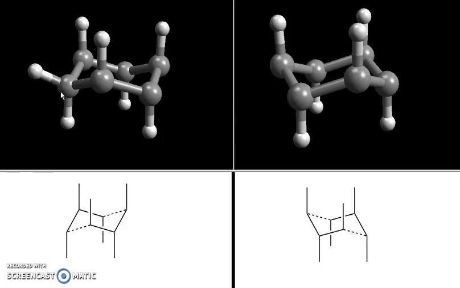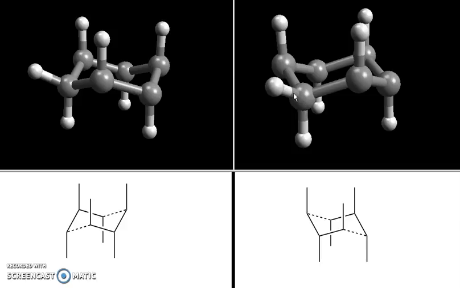So this is going down and this is up just a little bit in the equatorial position. And we do the same thing on the other model. The axial is down, so the equatorial is slightly up. And we can fill in the same thing on these models down here as well.